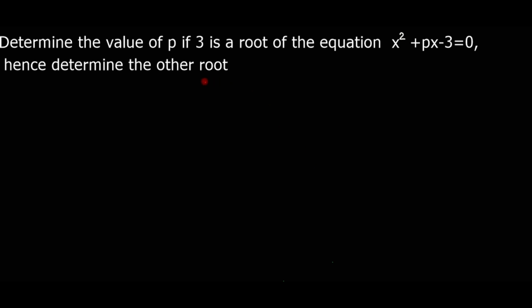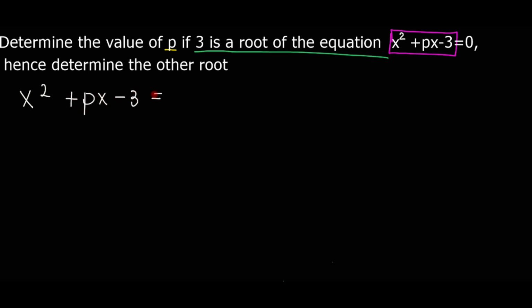This one here, determine the value of P if 3 is a root of the equation. What is important here, if 3 is a root, what we know is the roots are the x values when the equation is 0. So here we are having the equation and then it's 0. So 3 is a root. It means 3 is the x value. So we have x squared plus px minus 3 equal to 0.